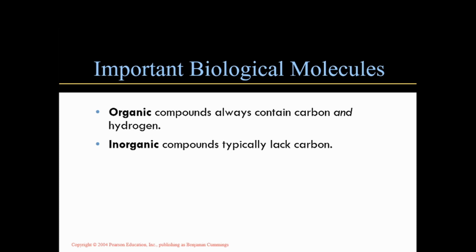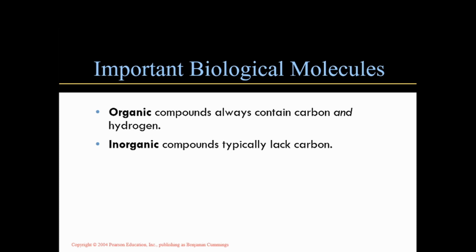So looking at two terms here, organic and inorganic. Organic compounds always contain carbon and hydrogen, both of them together. Typically we only think of it as containing carbon alone, but hydrogen is also present in organic compounds. And so those two elements become the backbone on which all organic compounds are built. Inorganic compounds typically lack carbon, and so they are free of carbon, and we classify them as inorganic.